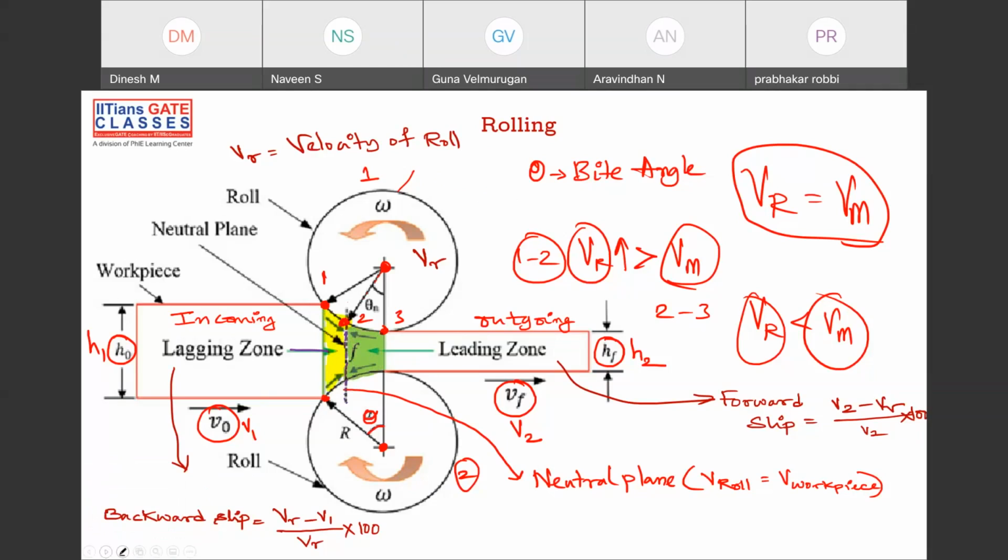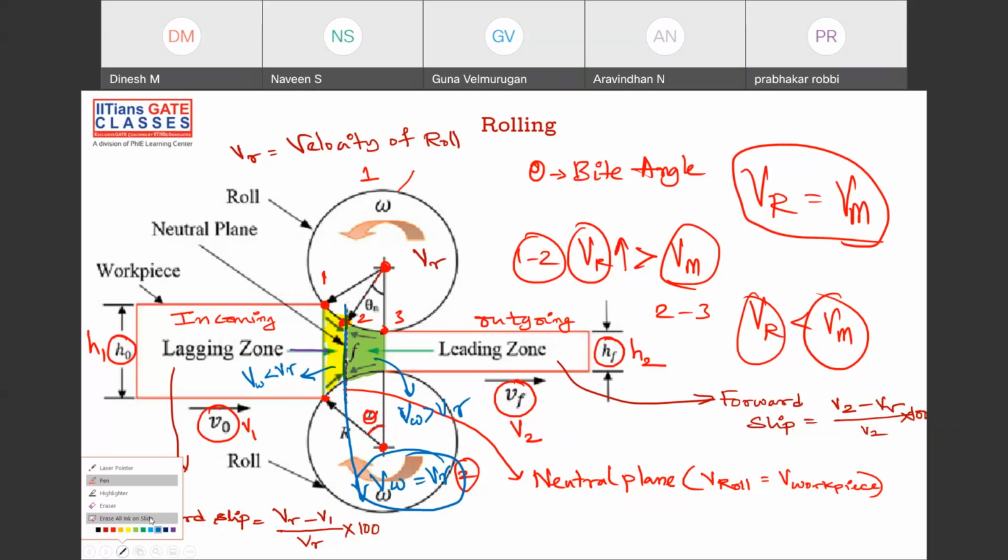Okay. So if I see in this zone, the velocity of the workpiece is less than the velocity of the roller. In this zone, the velocity of the workpiece is greater than the velocity of the roller. So at some place, the velocity of the roller will be equal to the velocity of the workpiece. And that plane, why is it called a plane?